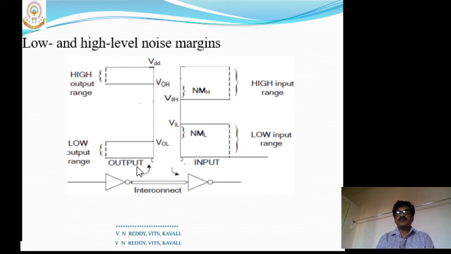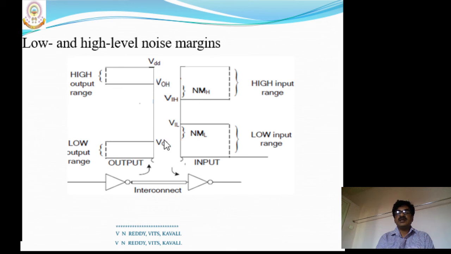Actually, the output of the first inverter with reference to logical high, this is the minimum voltage. Because of noise, if the minimum voltage falls less than the VOH value, up to VIH, even if it falls below VOH, it is recognized as a logical 1 by the second inverter. That's why this is treated as the noise margin with reference to logical high.